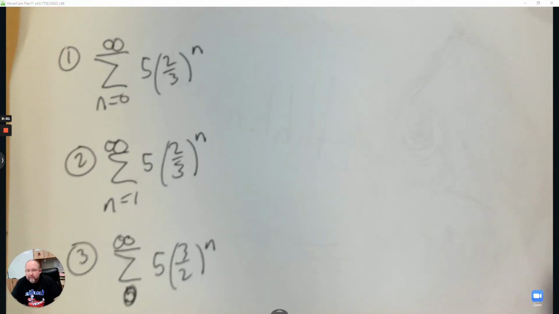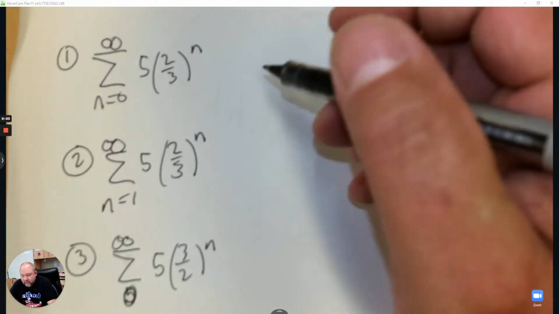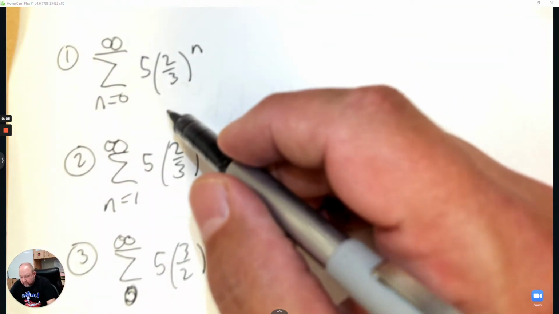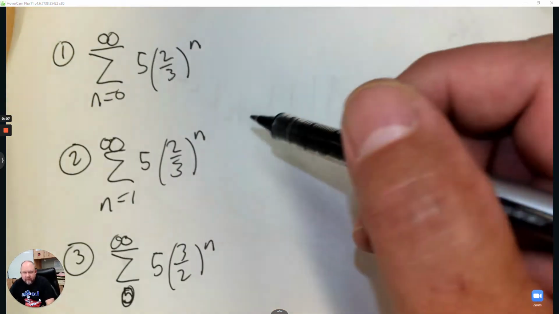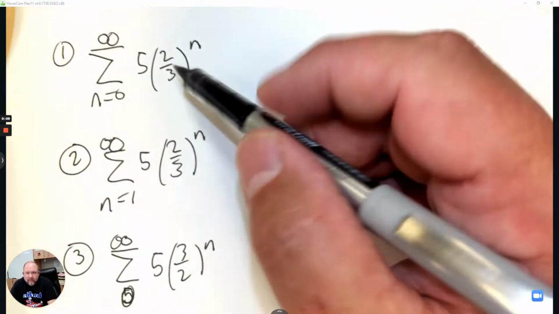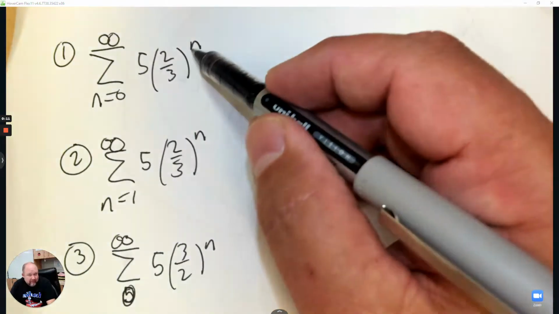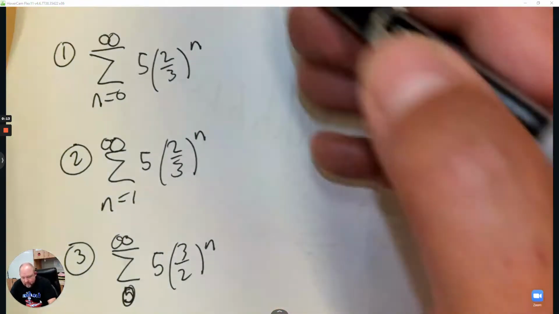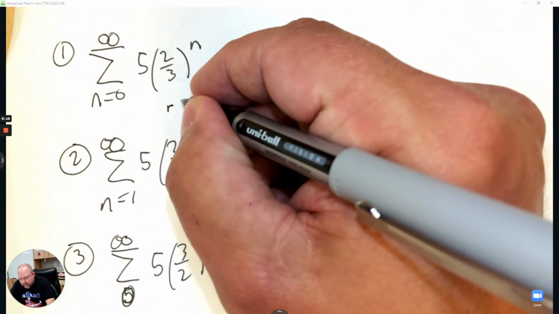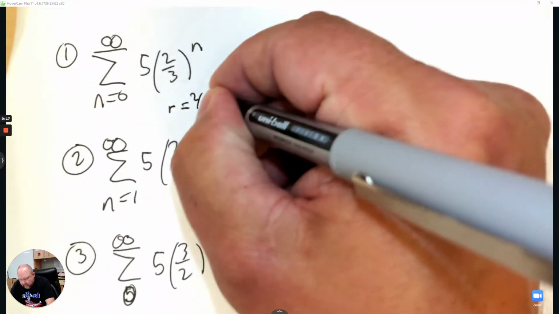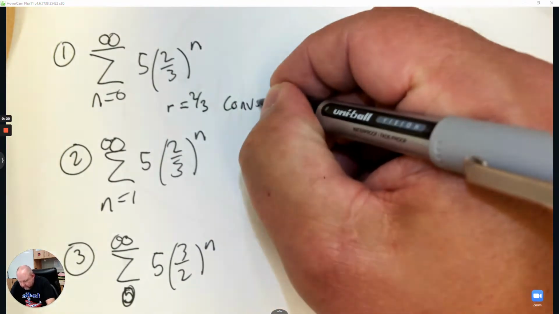All right, so here's assignment 7.3. The first question is determine whether it diverges or converges, and if it converges, find the sum if possible. So this is a geometric series. It's exponential. All I have to look at is the base. That's what r equals. Because the common ratio is equal to 2/3, this converges.